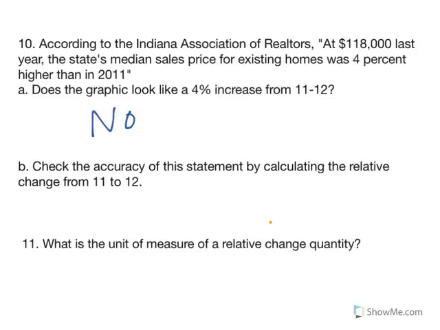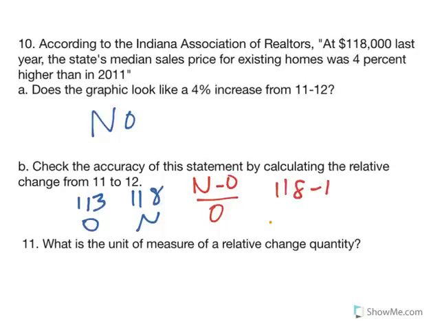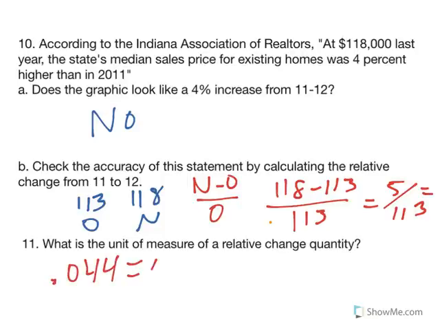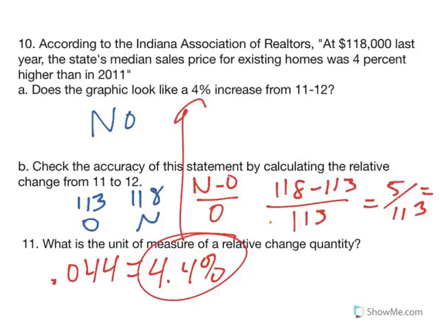So we want to find the relative change from 11 to 12. So remember that 12 had a value of 118 and 11 had a value of 113. So here's my new, here's my old. And I'm looking for new minus old divided by old. So 118 minus 113 over 113. That's 5 over 113. And that becomes 0.044, which is 4.4%. So it is a 4% increase. It's kind of crazy that it doesn't look like it, but it really is.